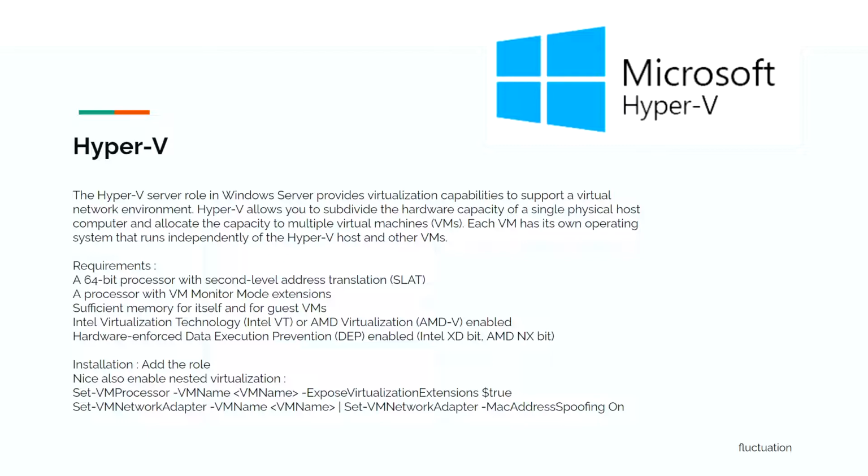So you will need a 64-bit processor with second-level address translation. You need a processor with VM monitor mode extension. You must have memory for the host itself and for guest VMs. You must have Intel VT or AMD-V virtualization technology enabled, and hardware-enforced data execution prevention enabled in the BIOS. You can verify this by running systeminfo. The output has a Hyper-V section to identify whether the requirements are met or not.